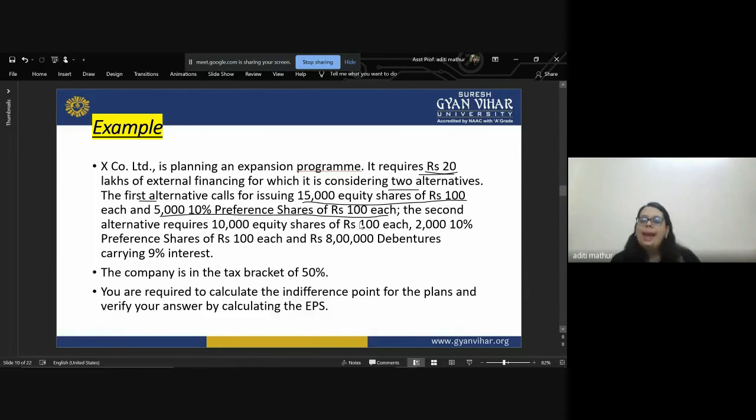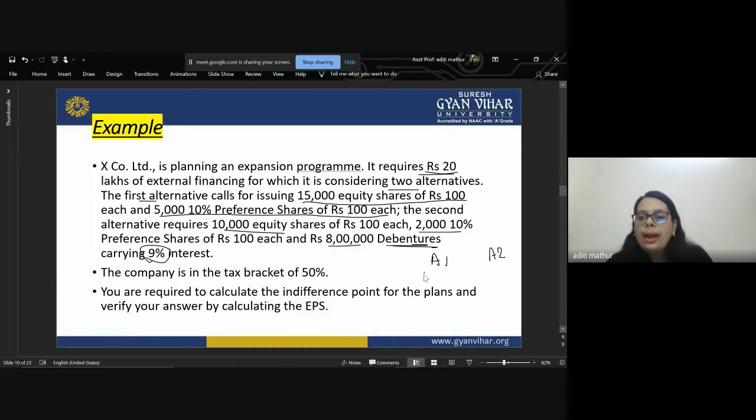So this is your first plan or the first alternative, in which you will have a combination of equity share and 10% preference share only. In the second alternative, you have equity shares of 10,000, preference shares of 2,000, and the remaining 8 lakh rupees is raised with the help of debentures, which are at 9%, right? So let me write your alternative 1 and alternative 2.